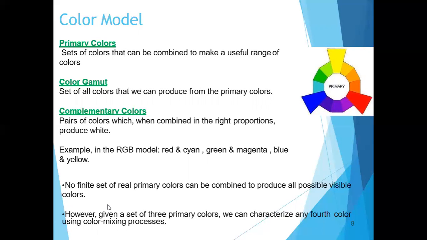That means there is no proper set, right? So by combining like this, we will get all the possible visible colors. However, given a set of 3 primary colors, we can characterize any fourth color using the color mixing process. That means I can combine red and green and I can produce yellow, right? So given a set of 3 primary colors, that is red, green and blue, we can produce a fourth color by using the color mixing process.